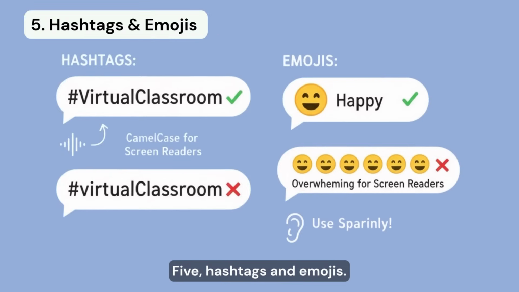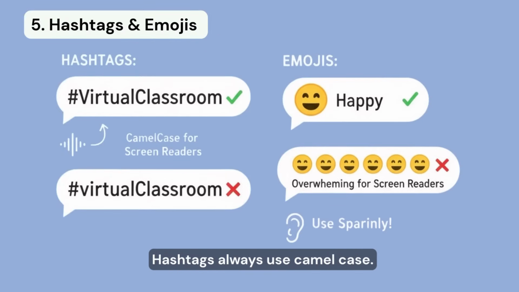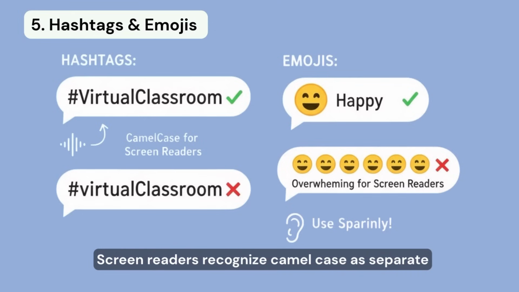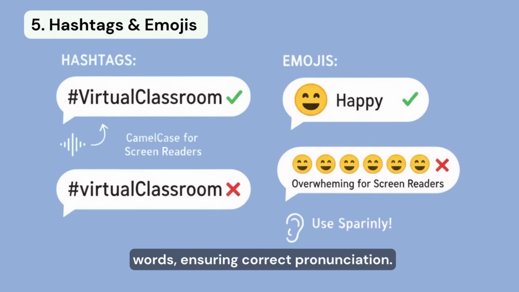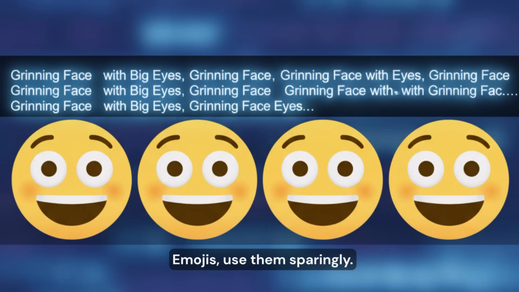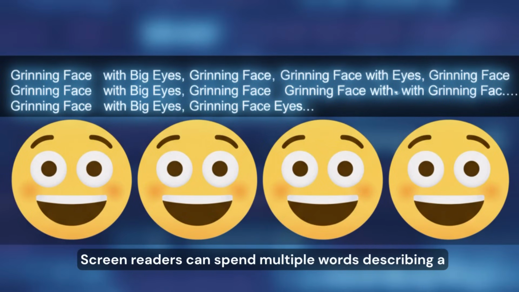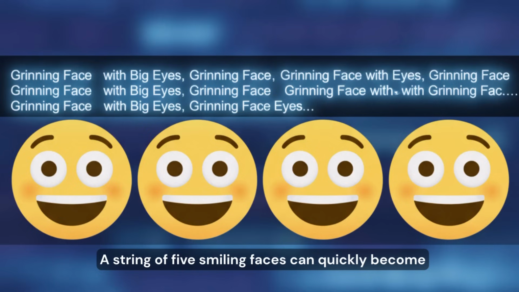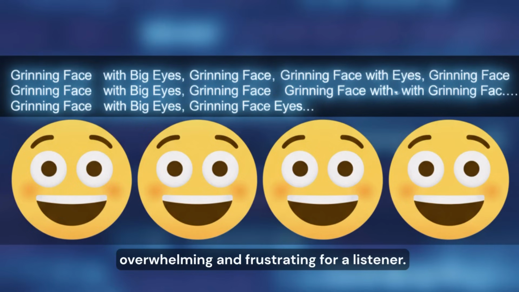5. Hashtags and emojis. Hashtags: always use CamelCase, capitalizing the first letter of each word, like hashtag VirtualClassroom instead of hashtag virtualclassroom. Screen readers recognize CamelCase as separate words, ensuring correct pronunciation. Emojis: use them sparingly. Screen readers can spend multiple words describing a single emoji. A string of 5 smiling faces can quickly become overwhelming and frustrating for a listener.